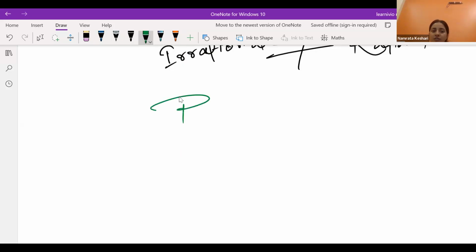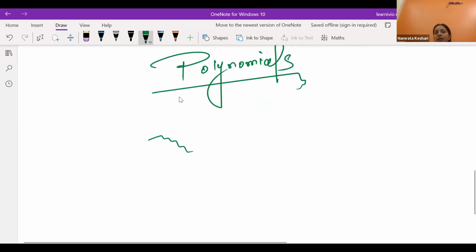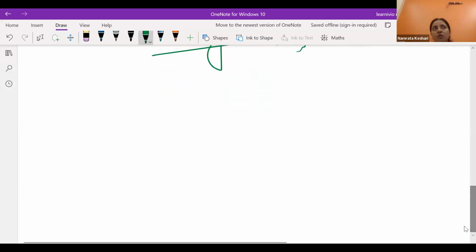So, polynomials. Today I'm going to take the basics. Quickly I will just give an overview of the basics. Polynomial is not a new concept for you. Already you have learned this in class 9. Here is the continuation of the same. There you were not finding the zero of the quadratic polynomial. Here every now and then you will be finding the zero of the quadratic polynomial.